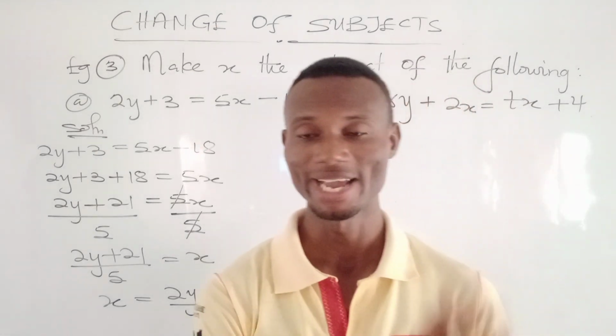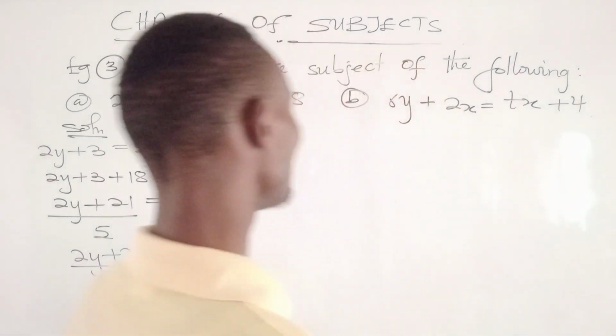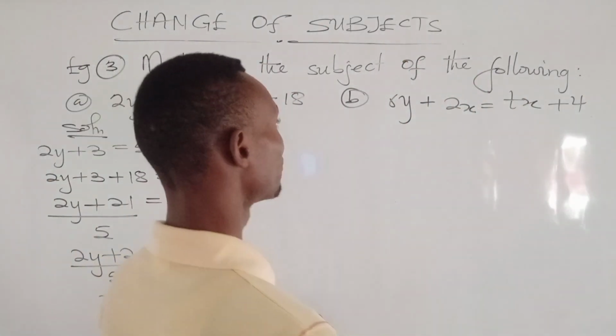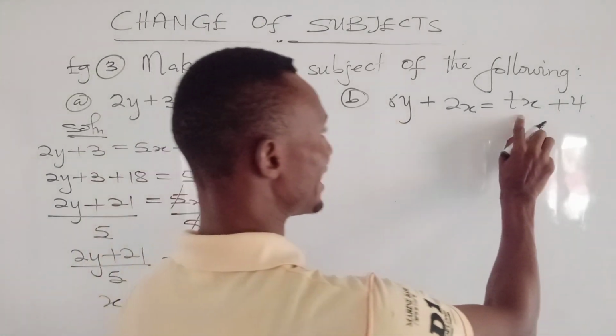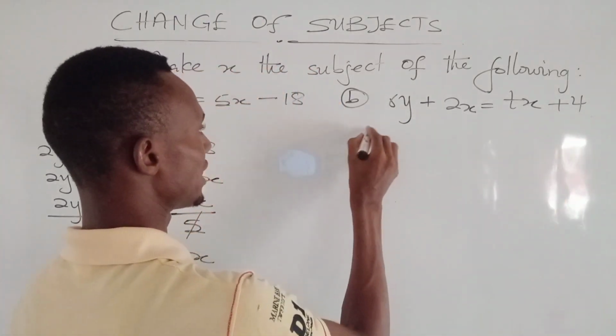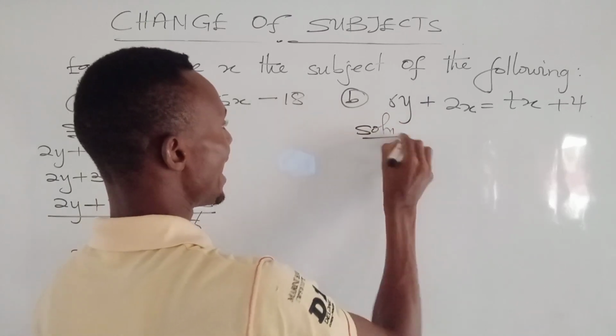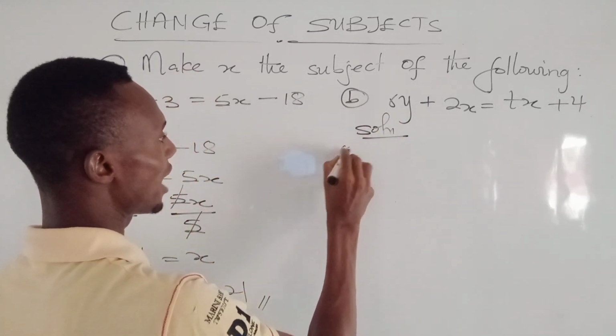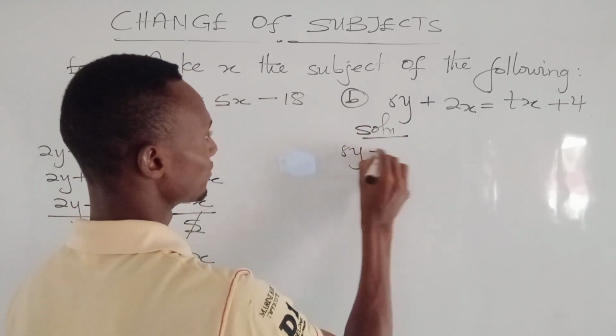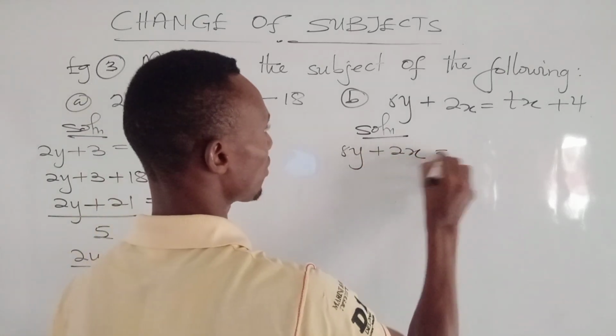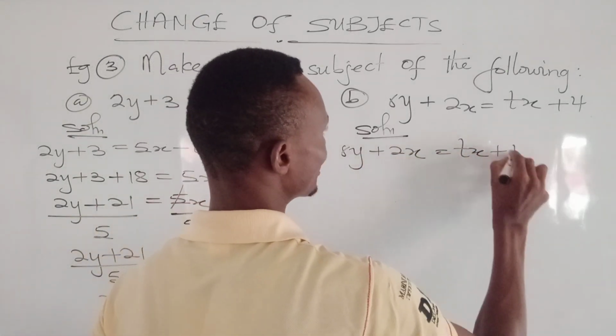So let's go ahead and handle B as well. For B, I have ry plus 2s equals ts plus 4. Let me write down my solution and let's do it together. So I have ry plus 2s equals ts plus 4.